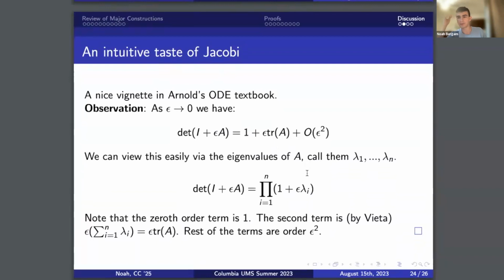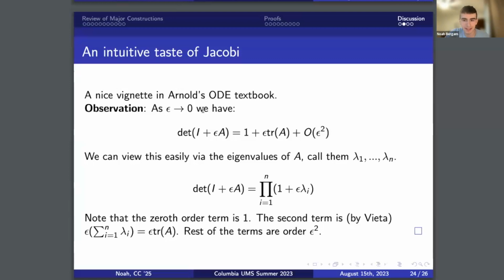Another thing, what inspired me to do this presentation was something that Aman mentioned last week. I think Aman and Zach were talking about this. There was this nice little exercise, or I called it a vignette, in the differential equations textbook that shows an intuitive feel for what Jacobi's formula is about. And this is kind of where the clickbait comes in.